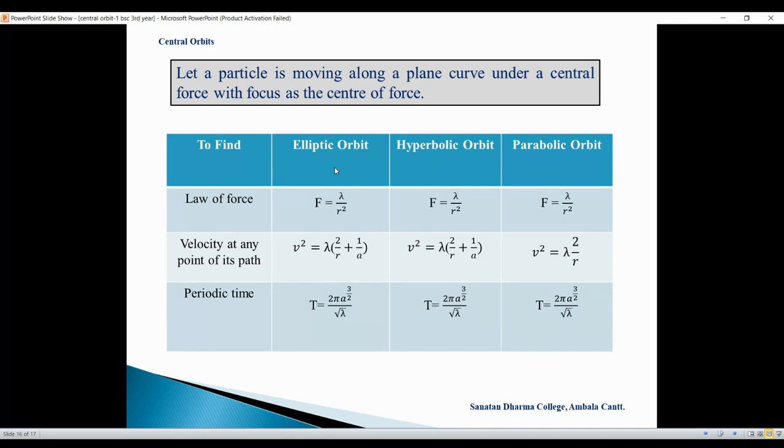Now some problems for you. A particle is moving along a plane curve under a central force with a focus as the center of force. The center of force may also be the center point, but here the center of force is at the focus. So the problems are to find the law of force, the velocity of the particle at any point of its path, and the periodic time for different curves: for an ellipse, for a hyperbola and for a parabola. Practice these results.